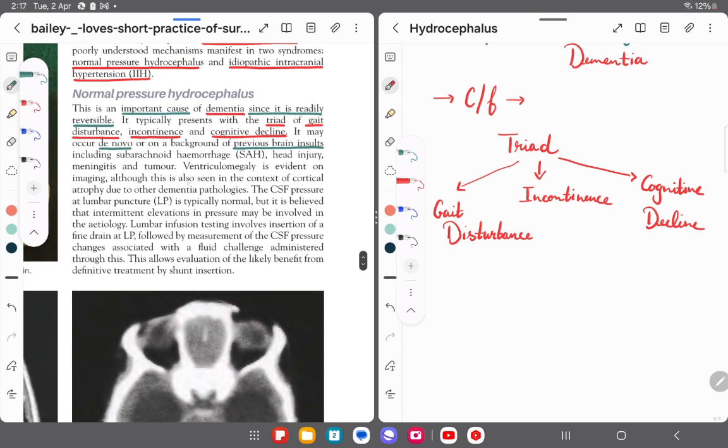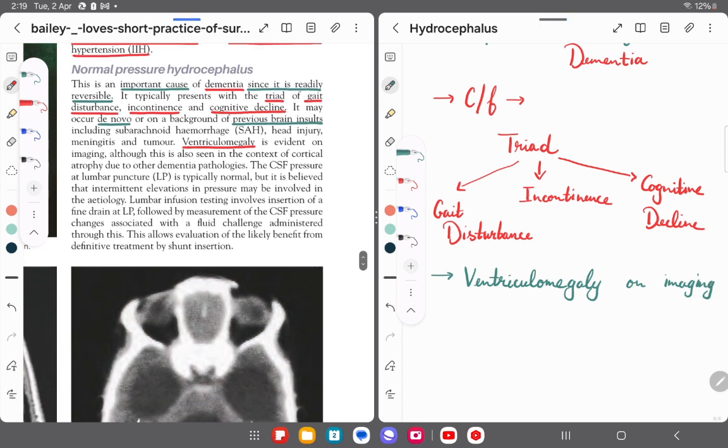Ventriculomegaly is evident on imaging, although this is also seen in the context of cortical atrophy due to other dementia pathologies. So an important point is ventriculomegaly, which is evident on imaging, and can also be seen in other dementia pathologies.